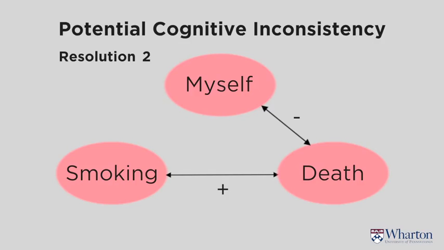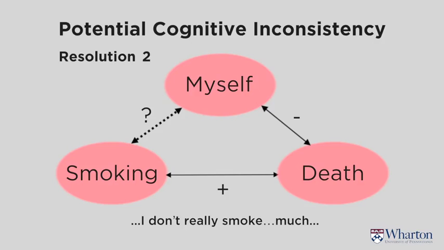Another way to do it is to say, no, I believe the data. It's pretty conclusive. Smoking causes cancer. I really don't want to die from cancer. So what you do is kind of lie to yourself. And you say, I don't really smoke. I only smoke when I drink. I only smoke on vacation. And so it doesn't really count. And therefore, I have no inconsistency.